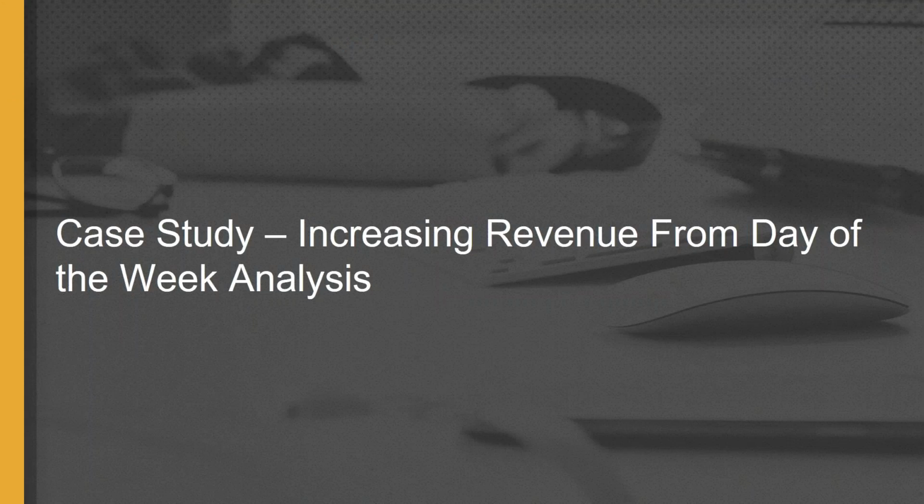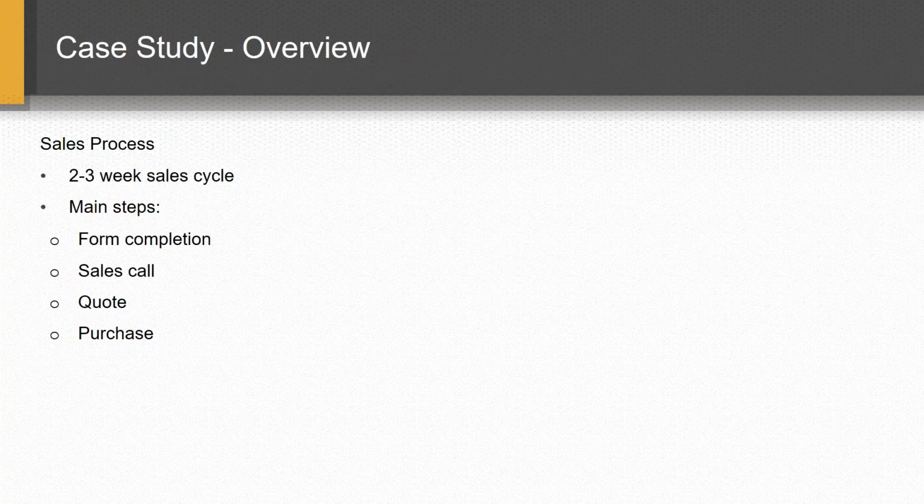And finally, we're going to cover a case study that we put together for a client here at Vertical Measures using some of the same techniques and metrics that we covered so far. A little background on the client. They're a home project contractor whose sales cycle is typically between 2 and 3 weeks. The main steps for a lead are the form completion, then a sales follow-up call, then a home inspection with a quote, and then the actual purchase or not.